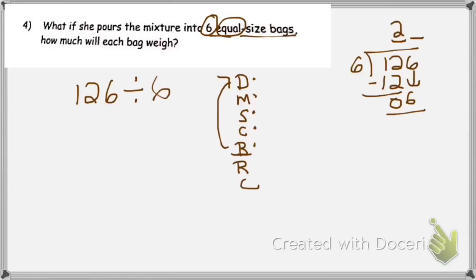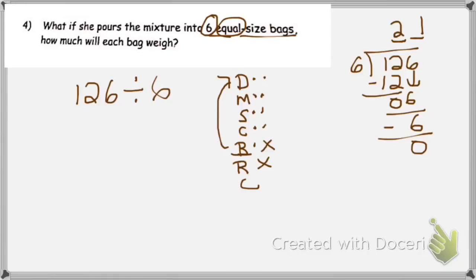Go back and divide. 6 goes into 6 one time. Multiply 1 times 6 is 6. Subtract 6 minus 6 equals 0. Compare, is 0 less than 6? Yes, that's good. Is there anything to bring down? Nope. Is there a remainder? No, because we don't write a remainder of 0.